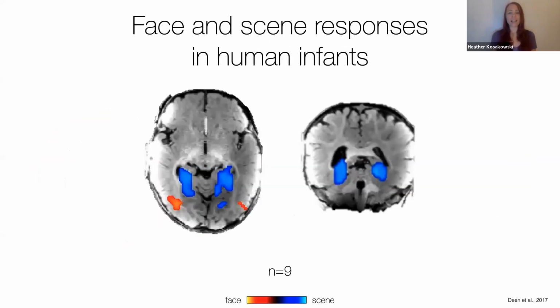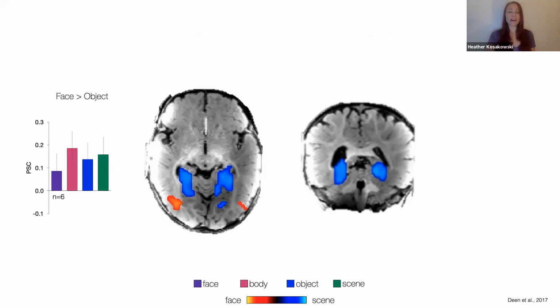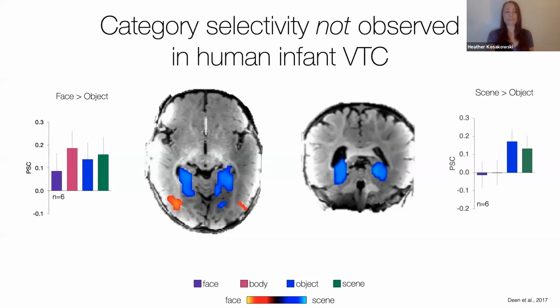From one study, we know the infant brain has face and scene responses in approximately the same areas found in adults. But the authors did not observe a face response that was larger than the object response, a signature of face selectivity. Similarly, the observed scene response was not greater than objects. Thus, category selectivity was not observed in the human ventral temporal cortex of infants. But is this really the right answer?